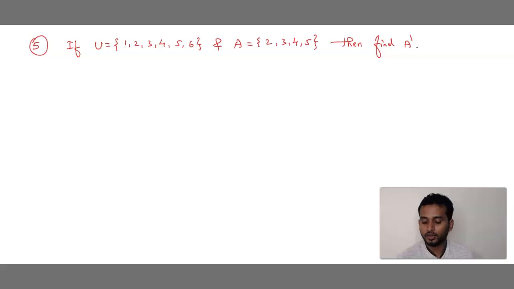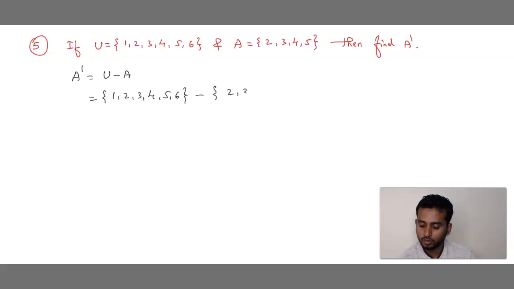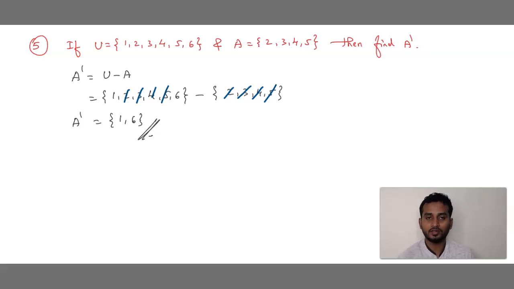Next problem. If set U is equal to {1, 2, 3, 4, 5, 6} and set A is equal to {2, 3, 4, 5}, find A transpose. To find A transpose, what is the formula? A transpose is U minus A. What is set U? 1, 2, 3, 4, 5, 6 minus set A, which is 2, 3, 4, 5. Can we cancel? 2, 3, 4, 5. So the element left out in the first set is the answer, that is 1, 6. Let me solve one more.